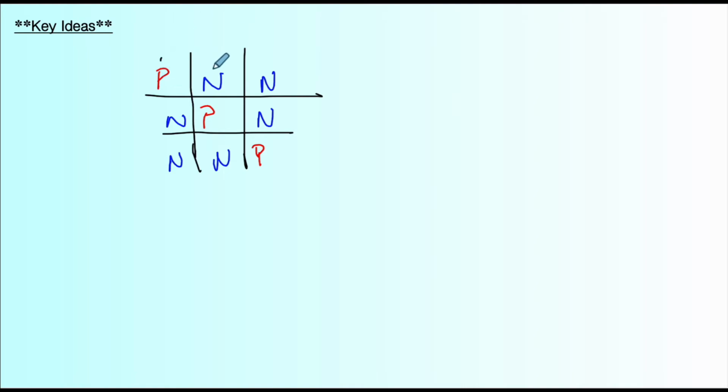A positive times a negative is a negative. In the second row, a negative times a positive is a negative. And in the third row, a negative times a negative is a positive. So keep those rules in mind as you're doing multiplication today.